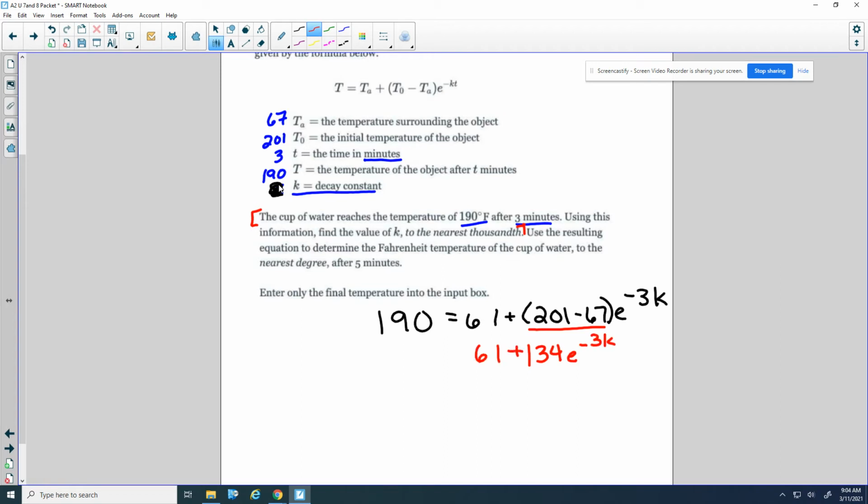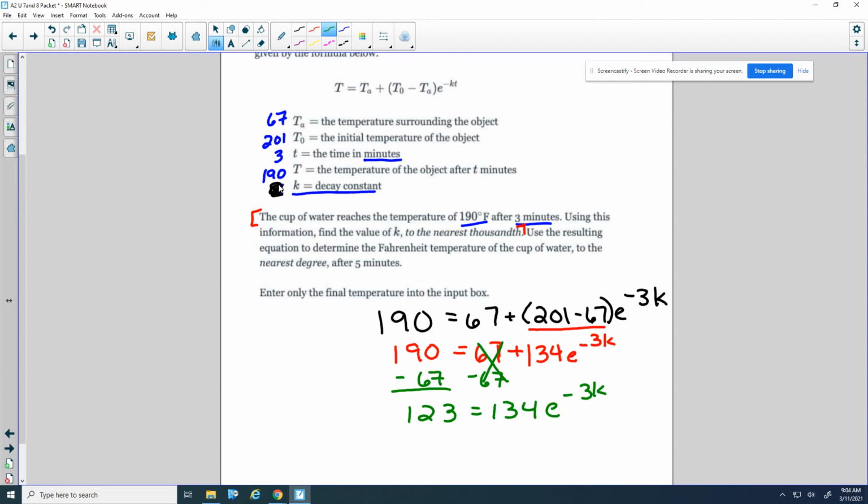Just a side note, I'm going to have to erase part of the problem at some point because I'm zoomed weird on a certain computer, but leave space because we have other stuff. So you should have plenty of room. The first thing I need to do, sorry, this didn't get copied down. That's 67 correctly from the problem up top. So we need to subtract 67 here. And that's going to give me 123 equals 134 e to the -3k.